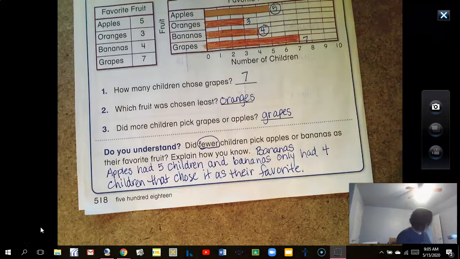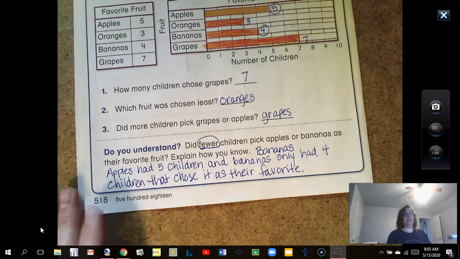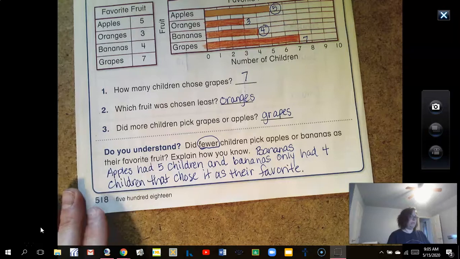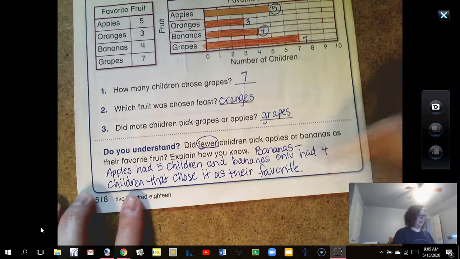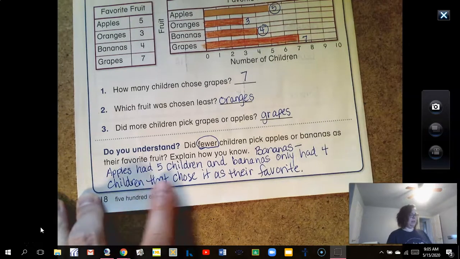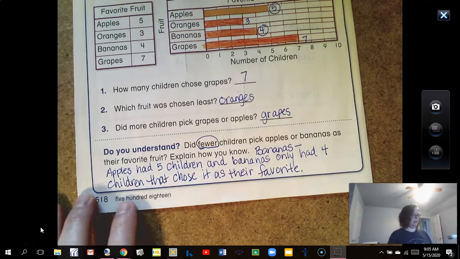And I'll leave that for a second so you can copy it. Now, if you need a little bit more time, just hit the pause button on your computer. Okay? So bananas, apples had 5 children, and bananas only had 4 children that chose it as their favorite.